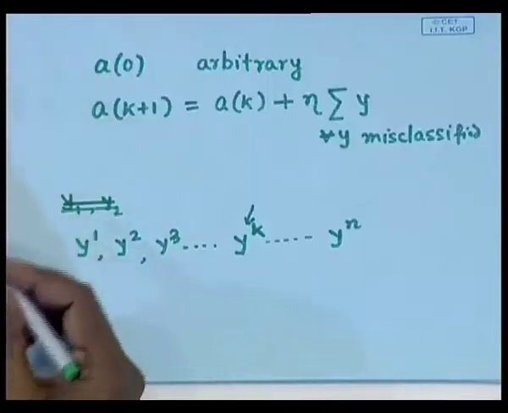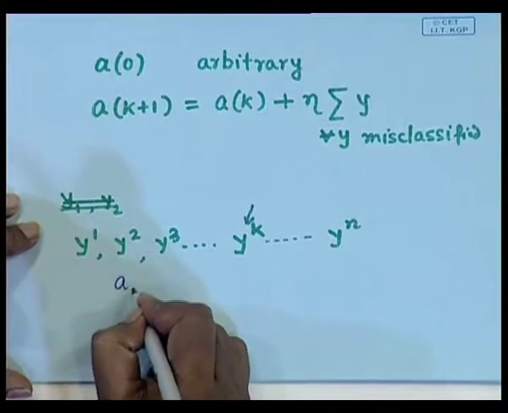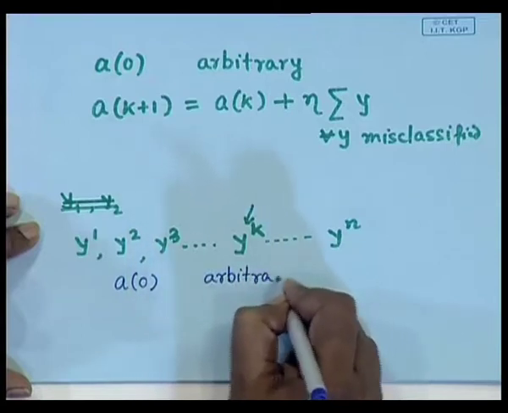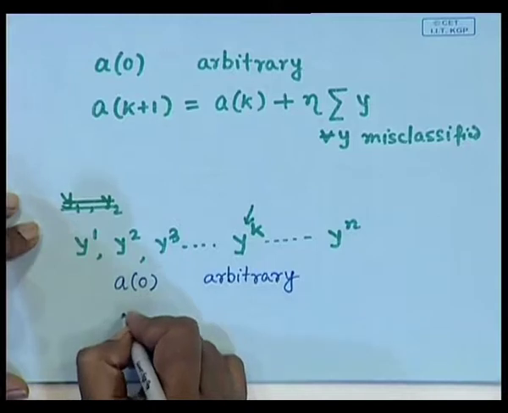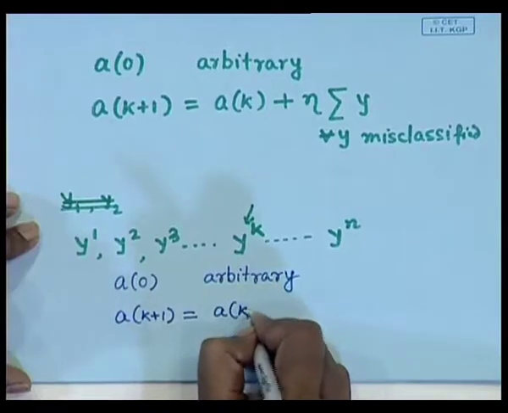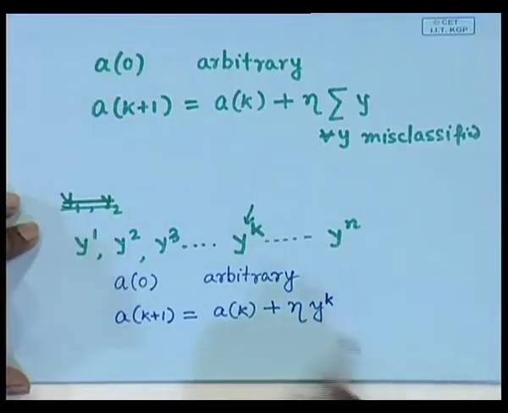Following this, now the new algorithm will be again as before, A 0 is arbitrary, and A k plus 1, that is for the kth sample, will be A k plus eta times y k. So, now you find that the summation term is no more there. Here, because we are considering sample by sample, not all the misclassified samples together, the memory requirement for execution of this algorithm will be much less compared to the previous version.